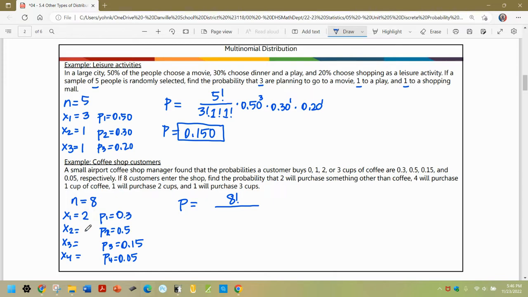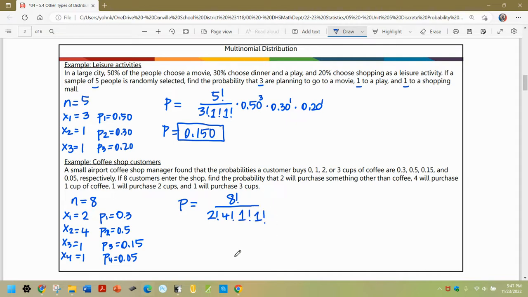The second x value is 4, because 4 people will be purchasing 1 cup of coffee with a 50%. Yes. Okay. So then we have 1 and 1. Sorry for the confusion. That was crazy. All right. So on the bottom are the number of people that are doing something. So 2 factorial, 4 factorial, 1 factorial, and 1 factorial.